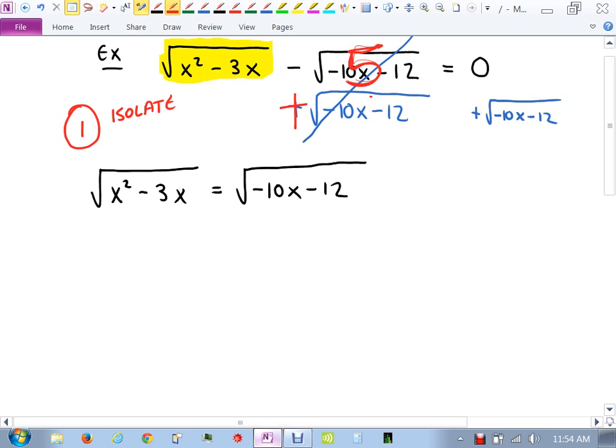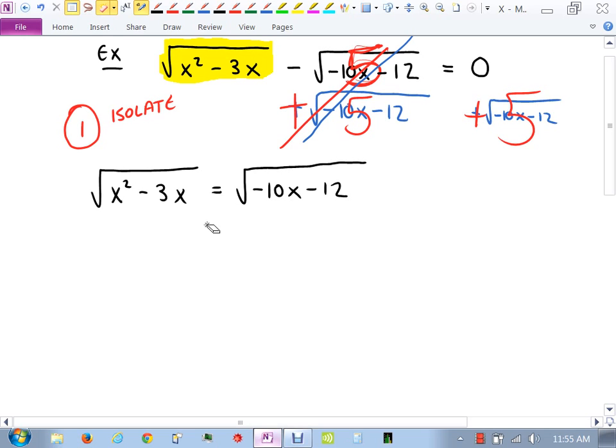No, I added 5 here and added 5 here to make these cancel. Okay, then what you got here, that's negative 10x minus 12, is the same thing that we're doing. But it's on the other side of the equation, right? In the original equation, they were both on the left side. One was being subtracted. Now what I did is the 0 that used to be on the right now has that whole square root there. You okay with it? Okay.